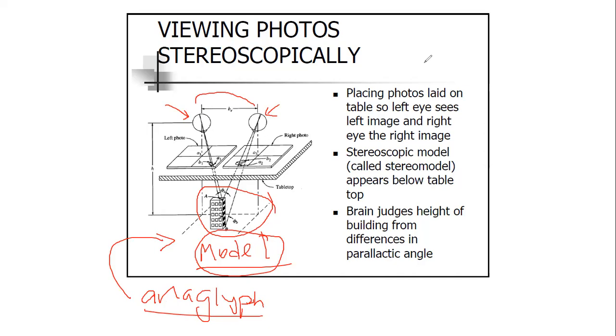All right. So look at this statement here. I will expect you to understand it. And anytime I ask you a question on it, I know you know it already, but if you know it, then you have to prove it. The brain judges the height of the building from differences in the parallactic angle. Remember that this is the second time talking about it.